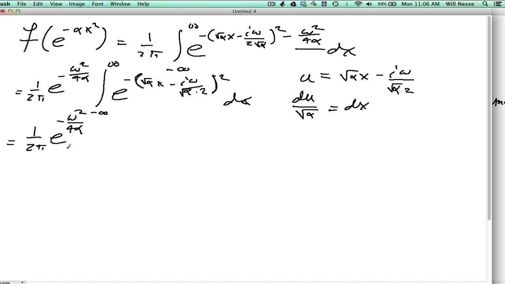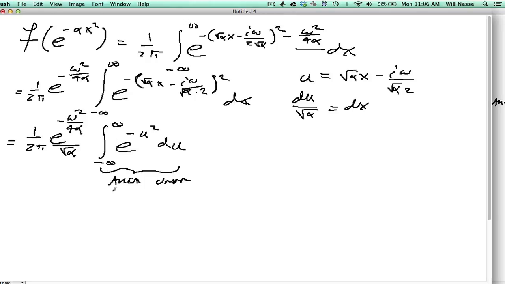All right, and then we're going to put this root alpha down there, integral from negative infinity to infinity of e to the negative u squared du. All right, so this is the area under the bell curve. Now I said that this Gaussian function does not have an antiderivative, so we're going to have a hard time trying to figure out how to compute this integral. But it turns out there's a really clever way to do it.